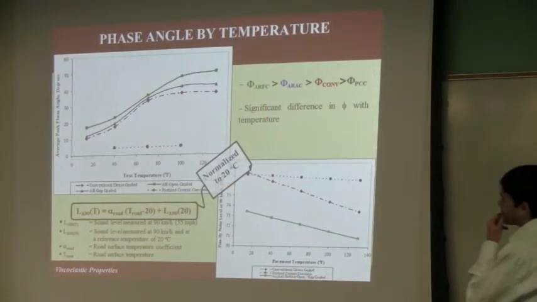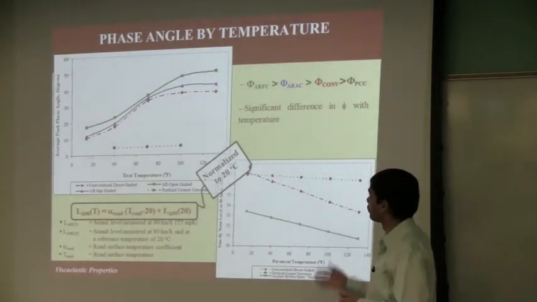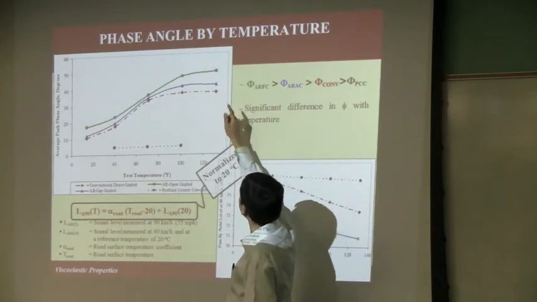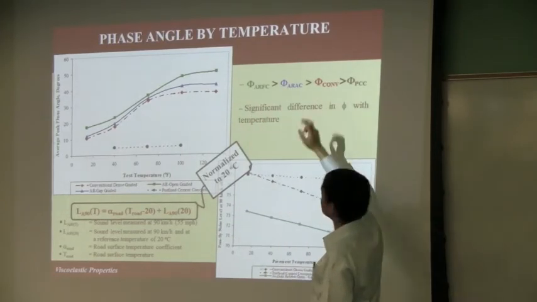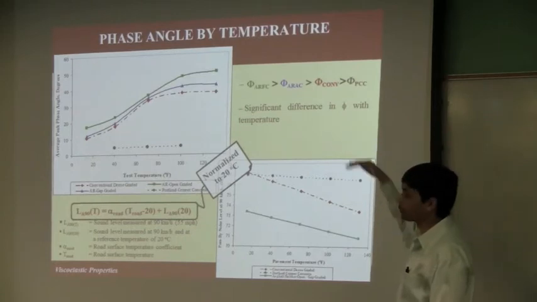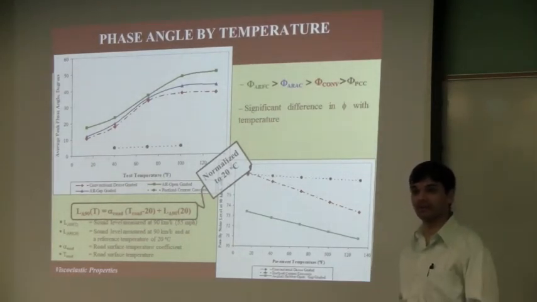The other thing was, since we ran it at 5 temperatures, we wanted to see how it changes with temperature. And as you see here, 3 different mixtures, asphalt rubber versus conventional. You see that even at higher temperatures, the values for phase angle for asphalt rubber mixtures are higher when you compare it with conventional.